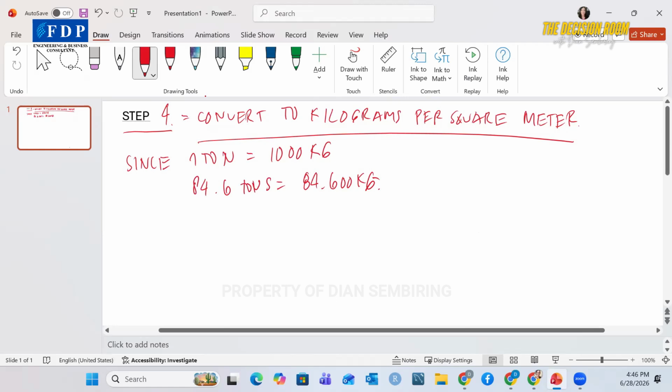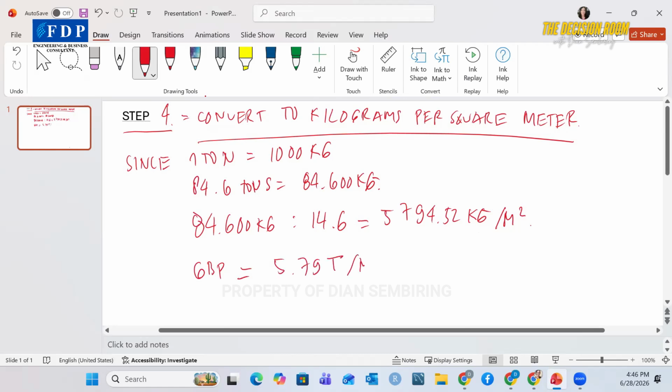So now divide by the total contact area, 14.6. So we get 5,794.52 kilograms per square meter. Therefore, ground bearing pressure is equal to 5.79 tons per square meter, or 5,794.52 kilograms per square meter. So now we get the ground bearing pressure.